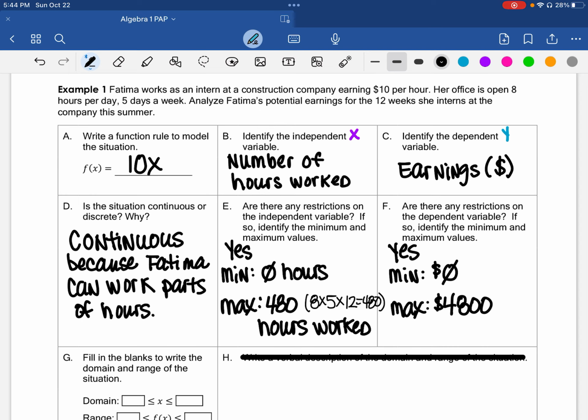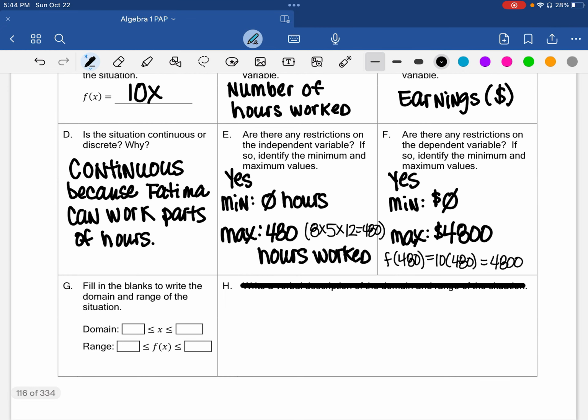$4,800, and I got this by taking her max amount of hours that she could work if she worked all 8 hours, 5 days a week for 12 weeks straight. And I multiplied the 10 times the 480, and that's where I got the 4,800.